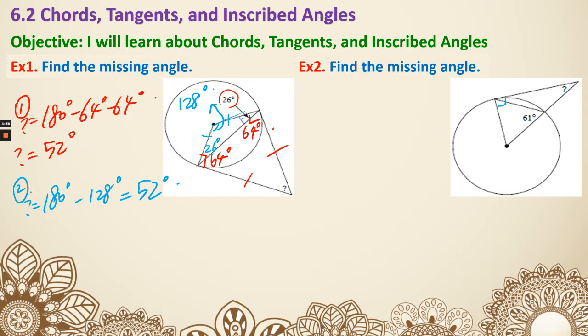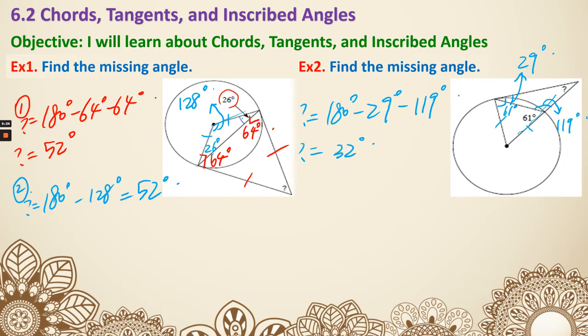One, you may notice that these two are both the radii, so that makes this 61 degrees, and if that's 90 degrees, this leftover part is going to be 29 degrees. And if that is 29, since this is a straight line, we can also find out this angle is going to be supplementary to the 61 degrees, which is 119 degrees. So now all we need to do is use 180 minus 29 minus 119, and that is going to leave us with 32 degrees. That is one method.